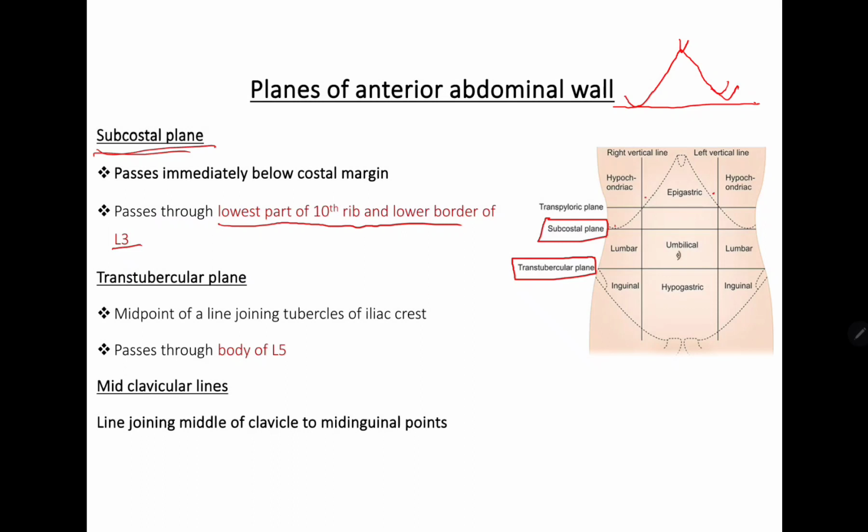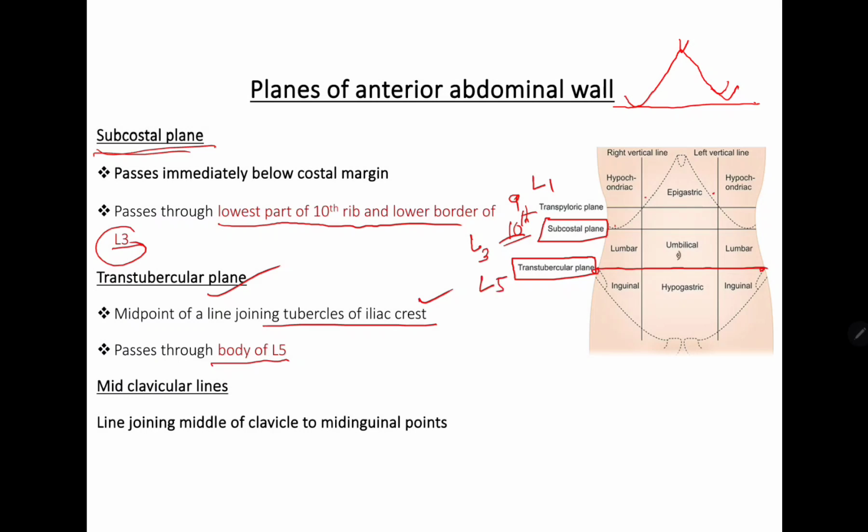The transpyloric plane was passing through the 9th costal cartilage, and this plane passes along the lower part of the 10th rib, and the vertebral level is L3. Remember this L3. And there is one more important plane called the transtubercular plane. You know the tubercle of the iliac crest here. This plane passes through the tubercle of the iliac crest, and along the body of the fifth lumbar vertebra.